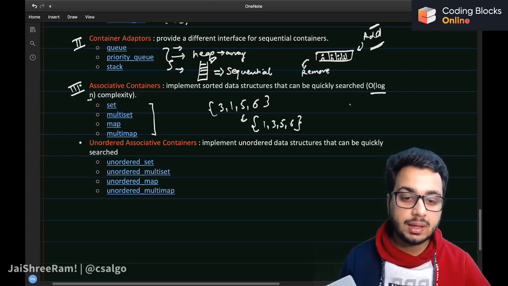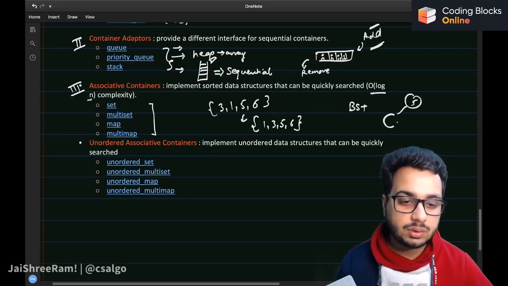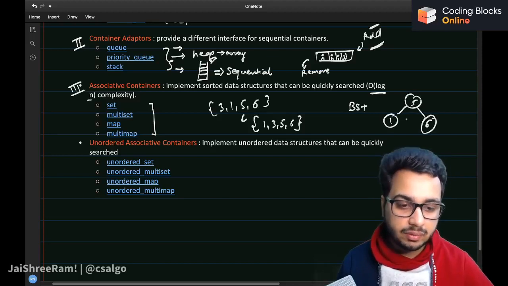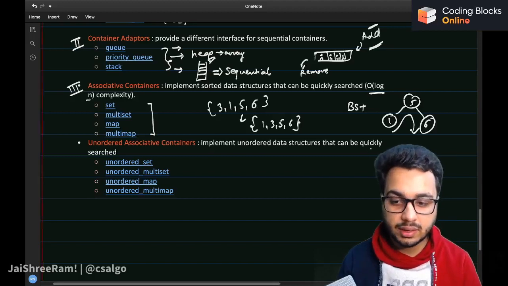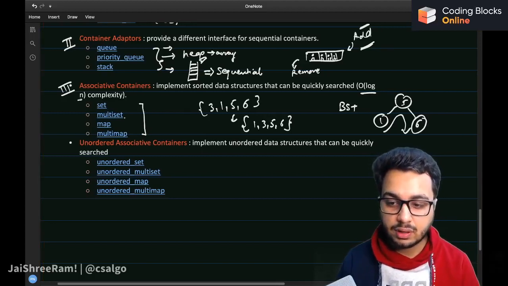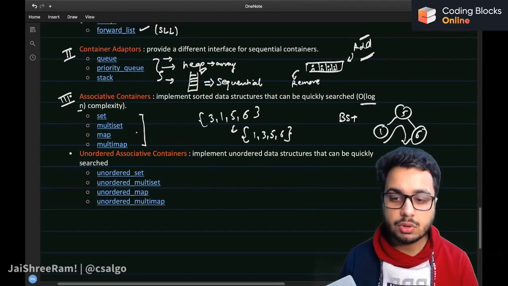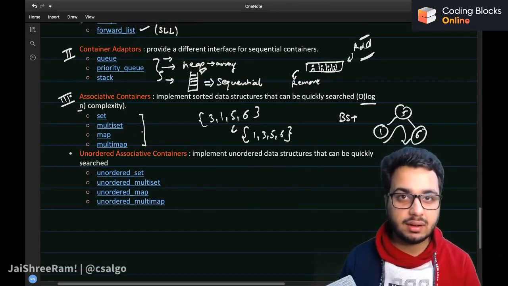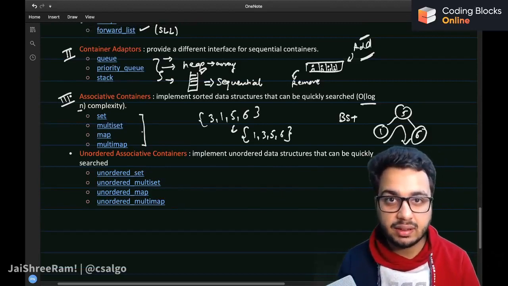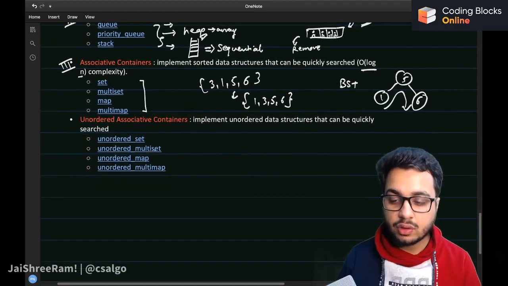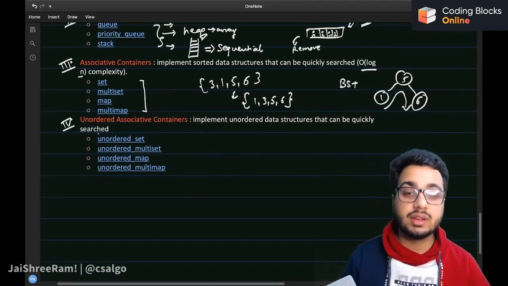For example, with a height balanced BST, if you store some data in it and iterate over the BST, you will get these elements in a sorted order. We have a set, a multi-set, a map, and a multi-map. Most of these containers are typically some kind of binary search trees like red black trees. And the fourth category is unordered associative containers.